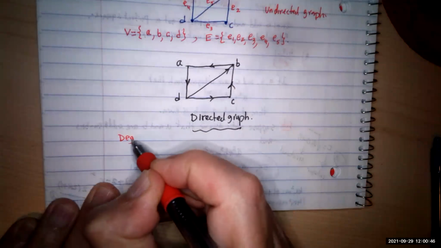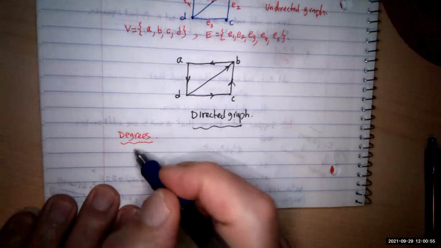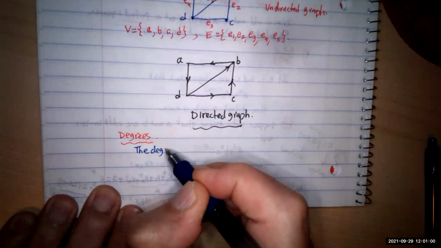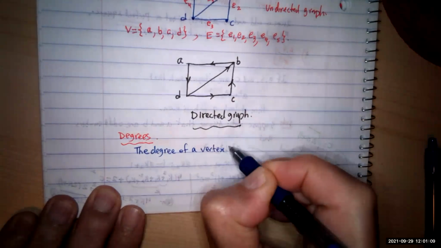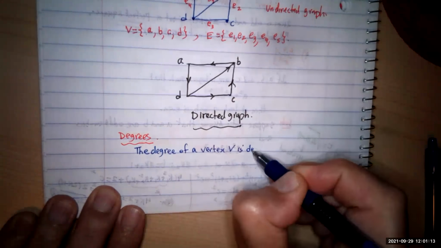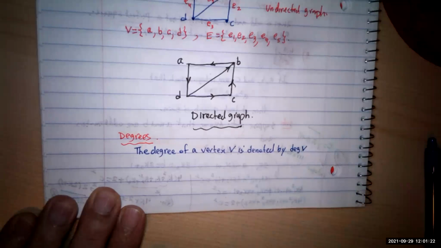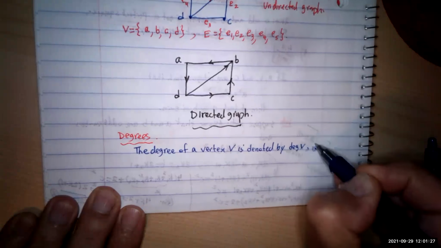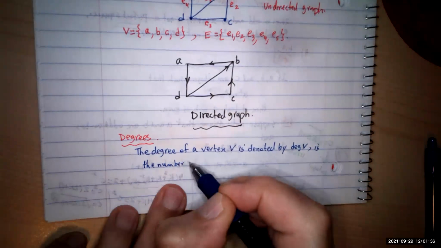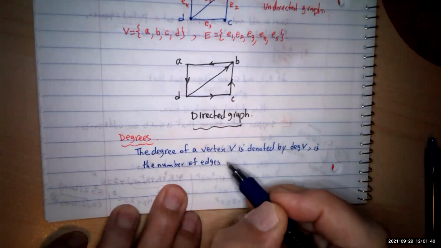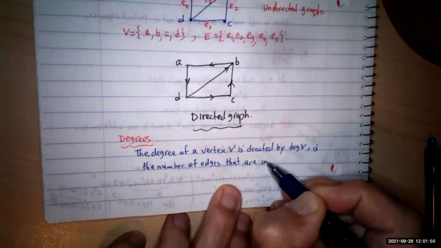So what is going to be the degree? The degree of a vertex V is going to be denoted by degree of V, and it is the number of edges that are going through that vertex, or incident to it.